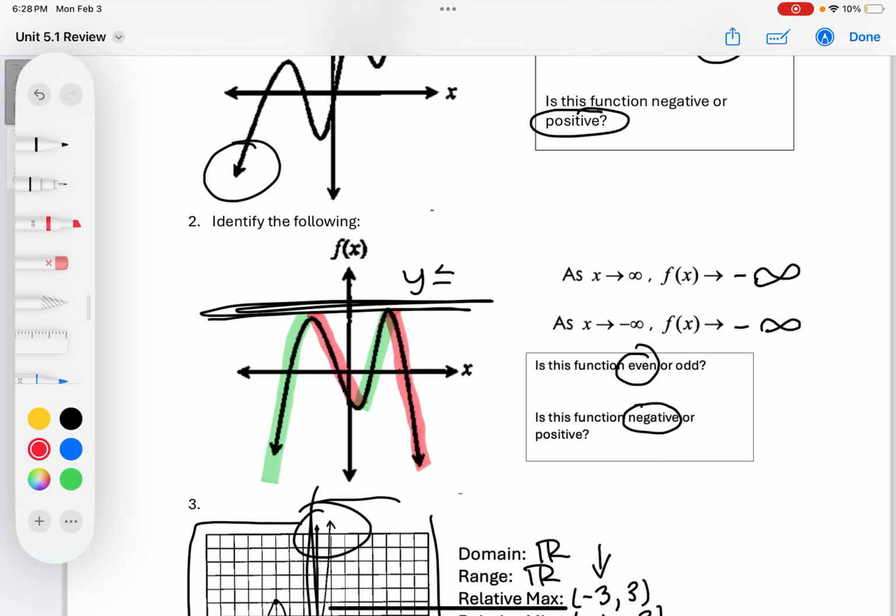Remember, your first boundary should be negative infinity. The last one should be positive infinity. And that's really it. Good luck on your test.